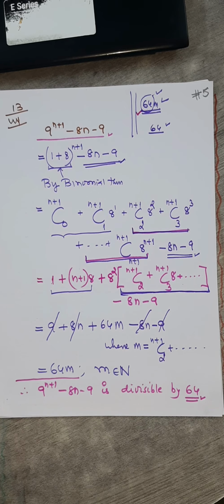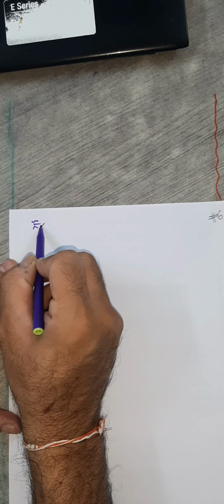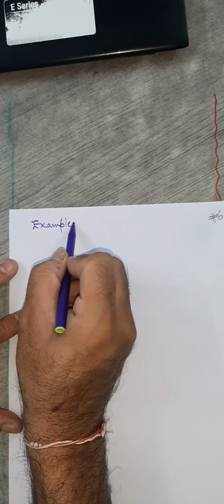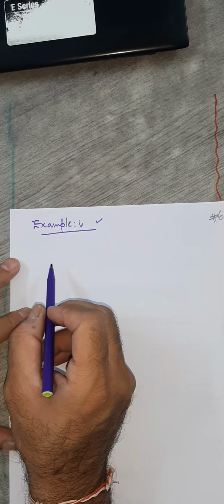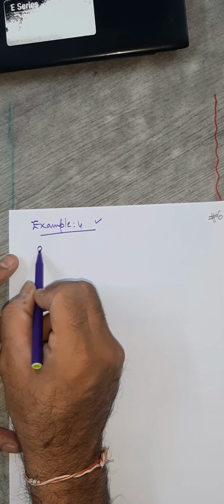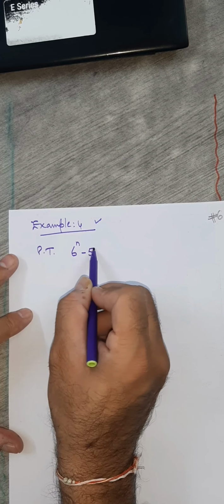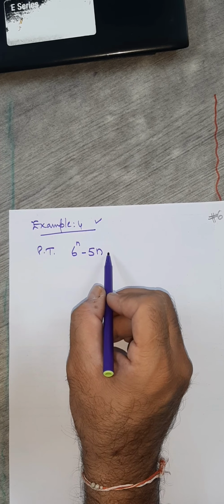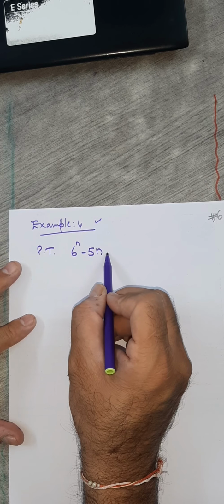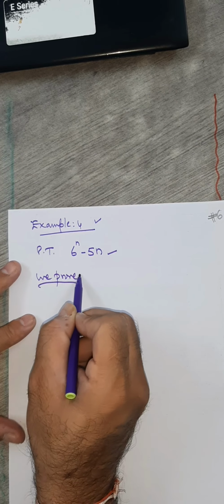Example number 4. It's just the same question. Just have a look there. It's the same question. Example 4. That's also a good example. What is that question? See, that question says that you prove using the binomial theorem that 6 raised to n minus 5n always leaves remainder 1 when it is divided by 25. So you need to prove this.